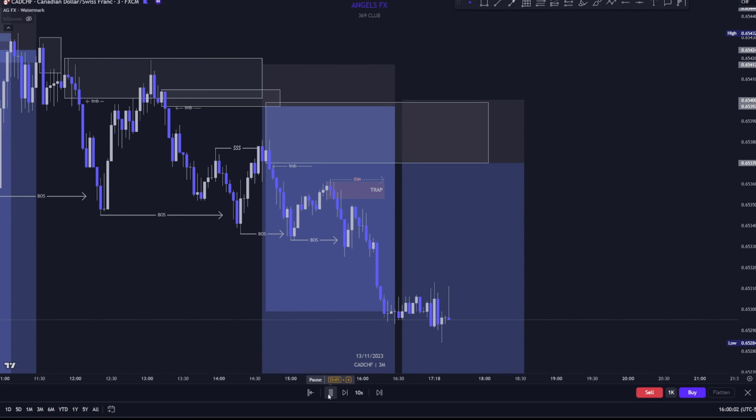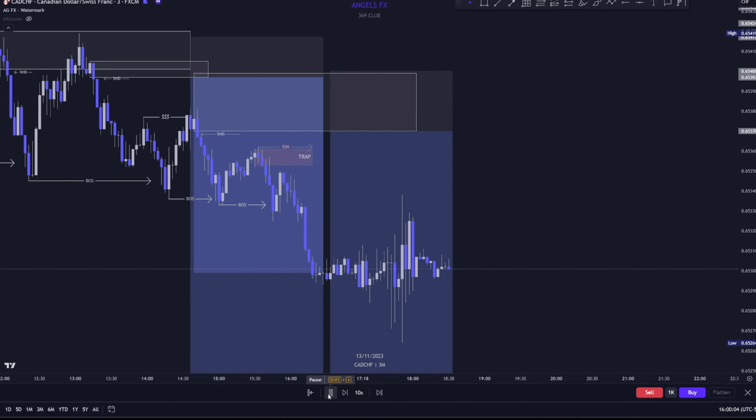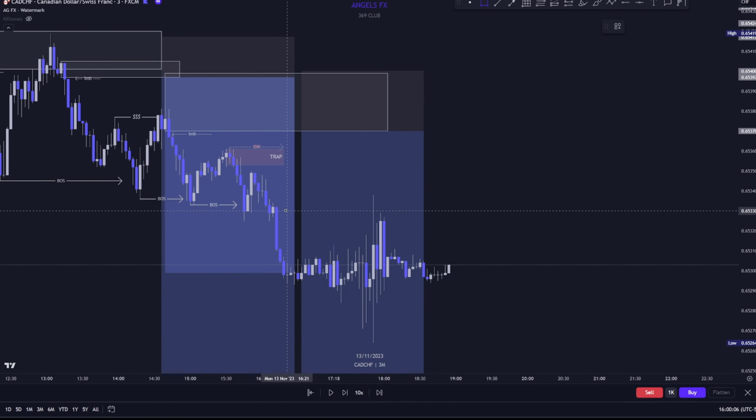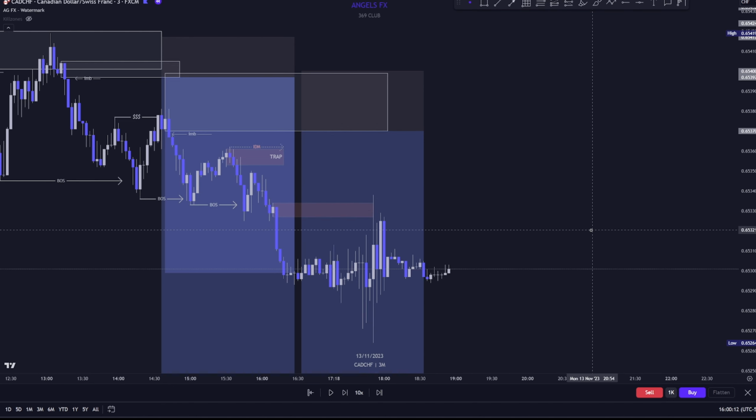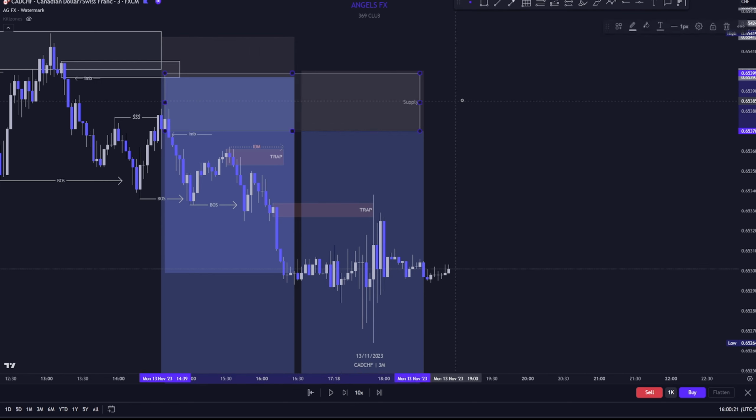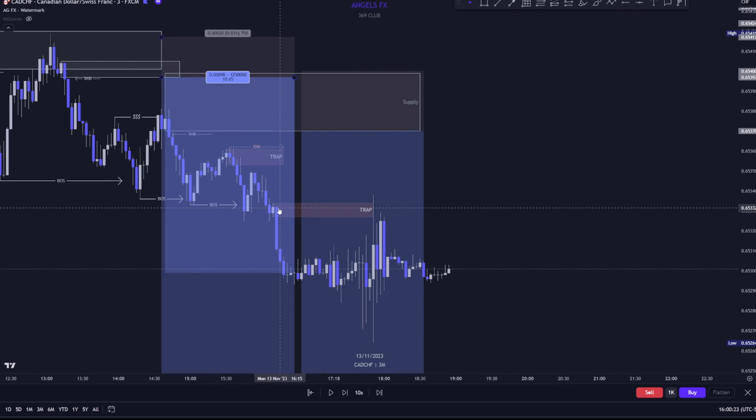Let's wait. Also this one was a smart money trap. Many people would enter from here, but we have an unmitigated order block right here. So this is our supply zone. Let's mark it. This is valid. This is not valid because we have inefficiency here, so you would lose if you entered from here.